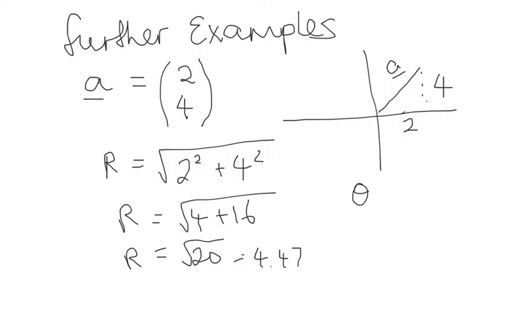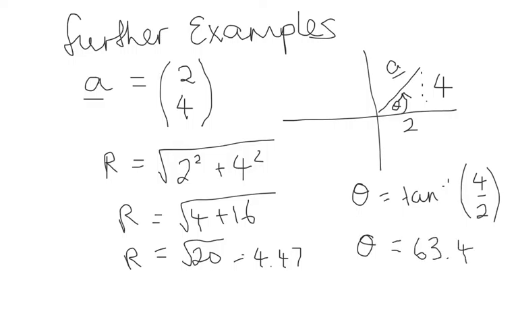Theta, measured round from 0 anti-clockwise, is the inverse tan of y over x, 4 over 2. Therefore theta is 63.4 degrees. And it lies in the first quadrant, so this is the correct angle. So the vector A can be expressed as 4.47 angle 63.4 degrees.